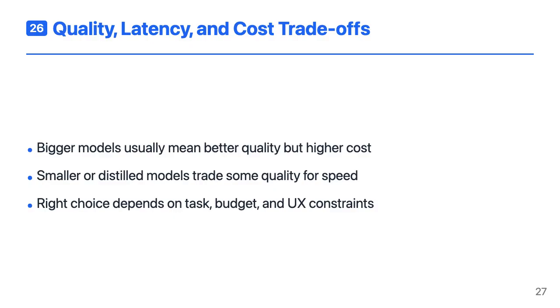In real-world systems, you rarely optimize for quality alone. Larger models tend to give better answers, but they're slower and more expensive to run. Smaller or distilled models are faster and cheaper, but may miss edge cases or subtle reasoning. Many applications use a tiered approach, a fast, lightweight model for most requests, and a larger model for complex or high-stakes queries. The key is to align your model choice with your product's latency, cost, and reliability requirements.